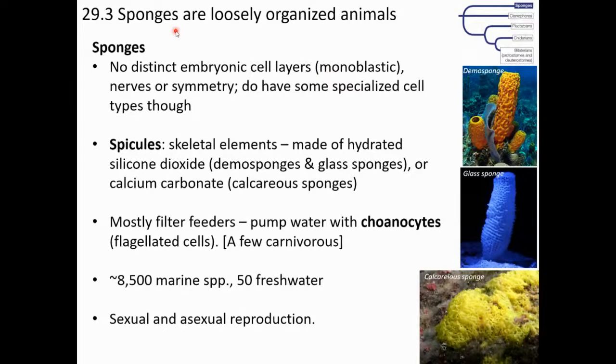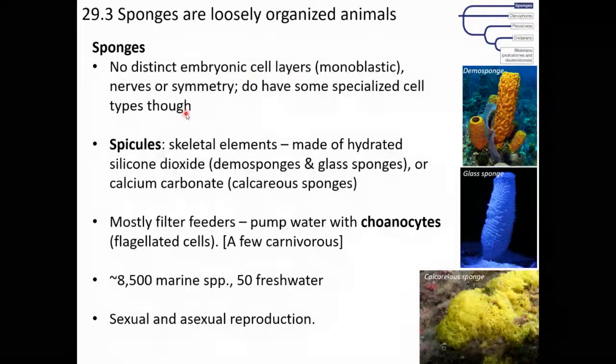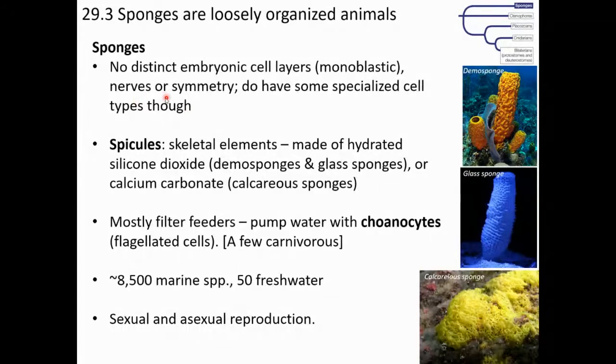We talked about sponges and their simplicity. They are loosely organized animals. They are monoblastic, which means they only have a single tissue layer, as opposed to those with two tissue layers, such as the ctenophores, and then the triploblastic organisms that we'll talk about later that have three tissue layers. So they have no distinctive embryonic cell layers, no nerves, and no symmetry in the majority of them.